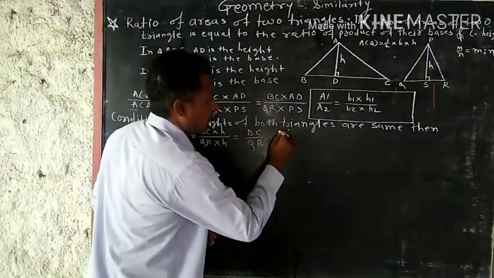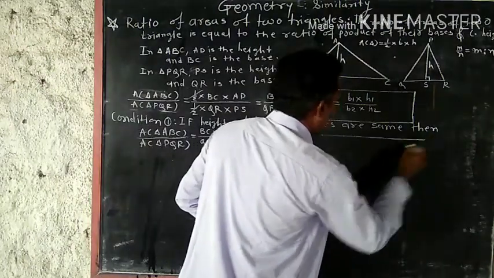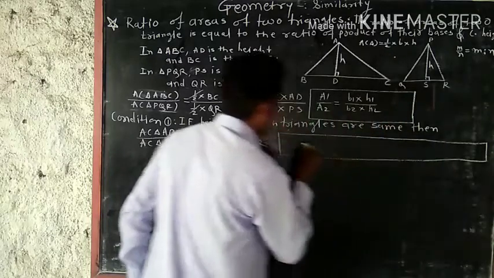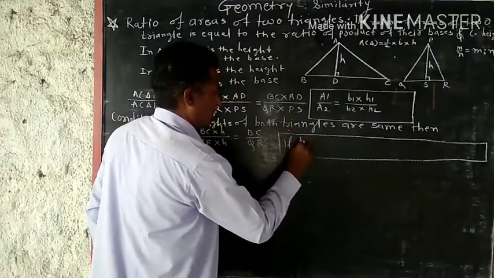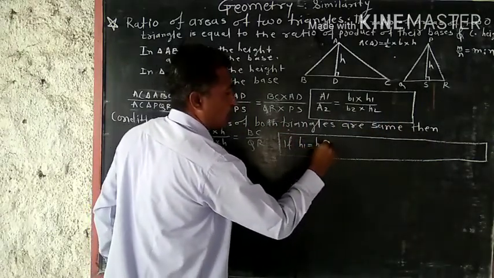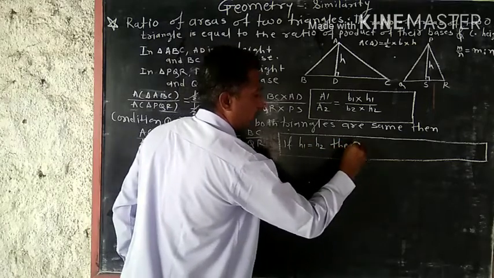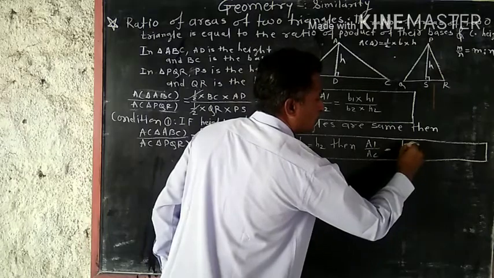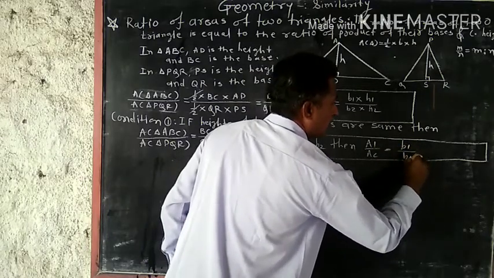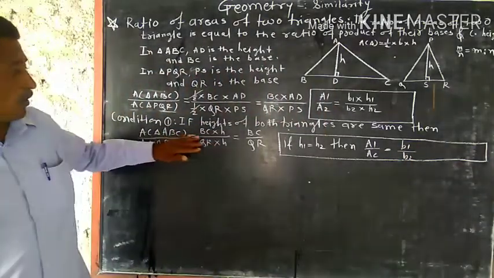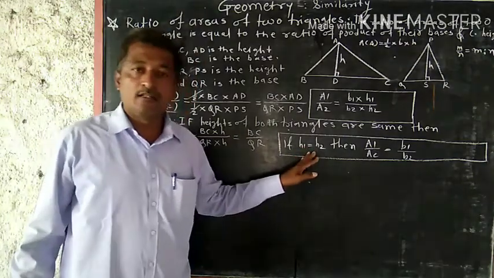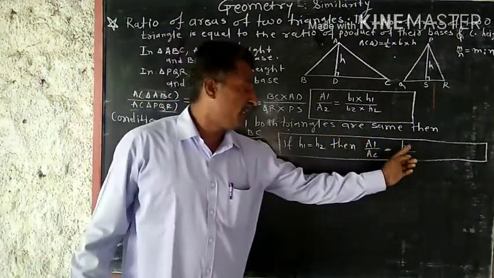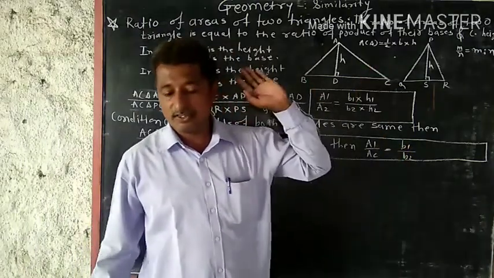This property can be written by using symbols. If H1 is equal to H2, then A1 upon A2 is equal to B1 upon B2. The ratio of areas of two triangles with equal height is equal to the ratio of their corresponding bases.